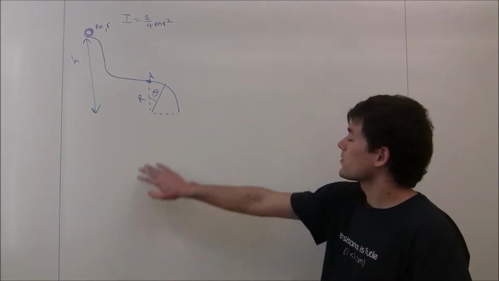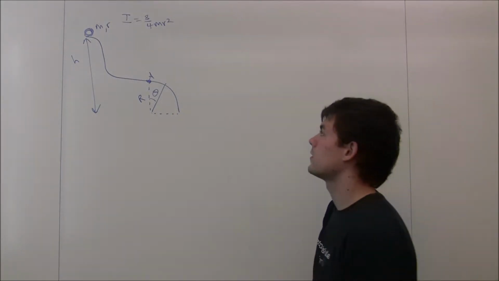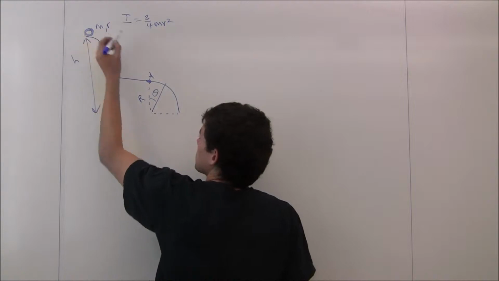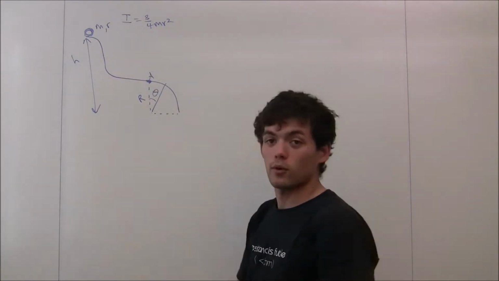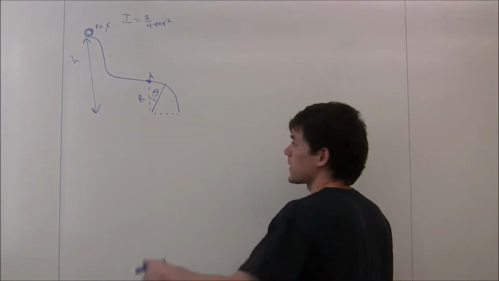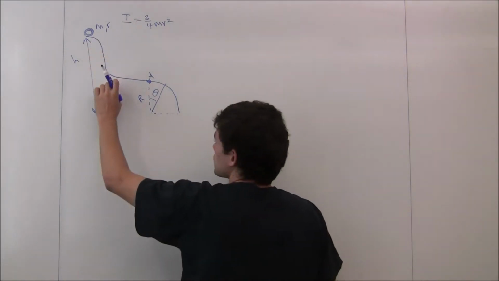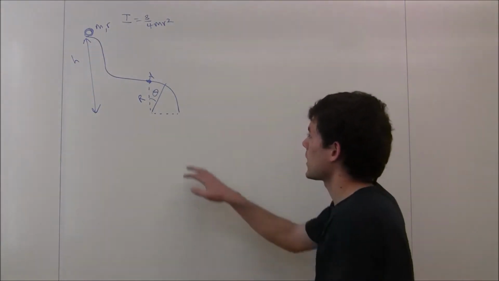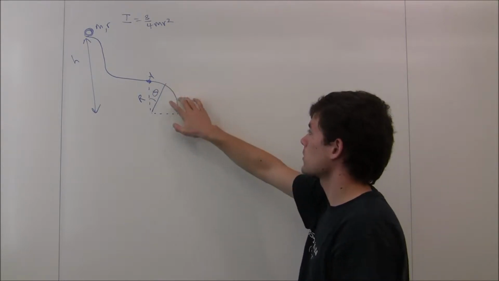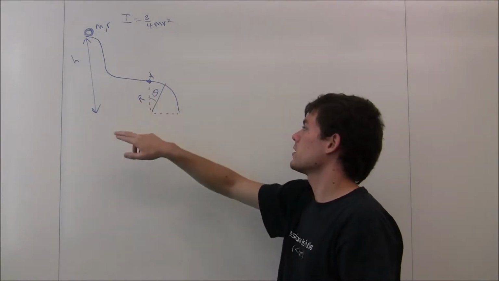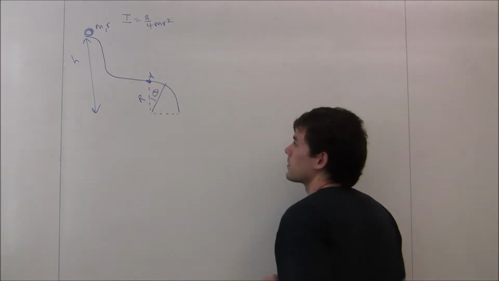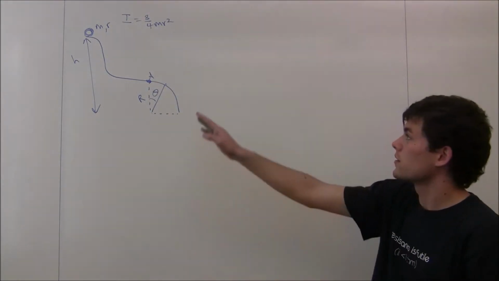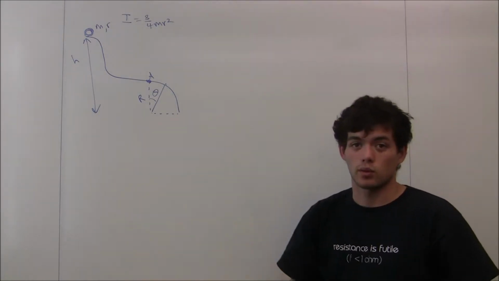So in this problem, we're given a situation that looks like this. We have a tire of mass little m and radius little r that has moment of inertia I equals 3/4 mr squared. The tire lies at the top of a slope of height h, and at the end of the slope, we have a semicircular arc that starts at point A up here, has radius r, and we're told that at some angle theta within that arc, the tire is going to leave the surface of the slope.